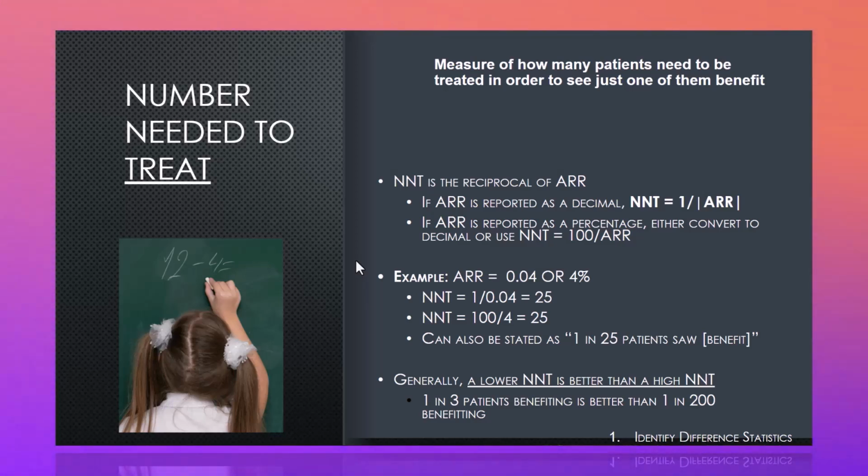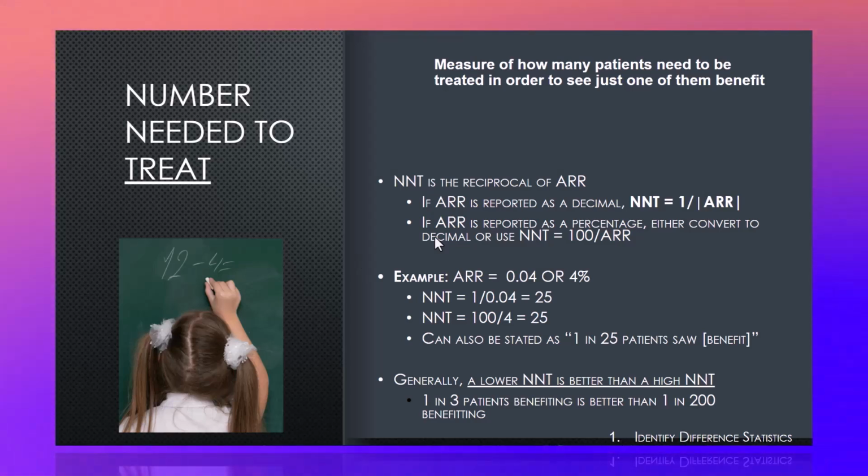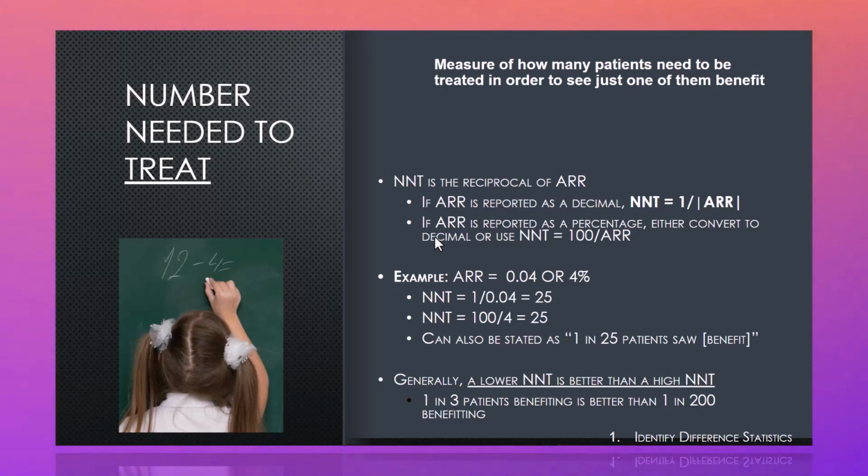I calculated an example for you from our ramipril study. Our absolute risk reduction was 4%. So our number needed to treat is 1 divided by 0.04, or 25. Also, you can do that 100 divided by 4%, which is 25. So what's this mean? Well, this also can be stated as 1 in 25 patients saw benefit.